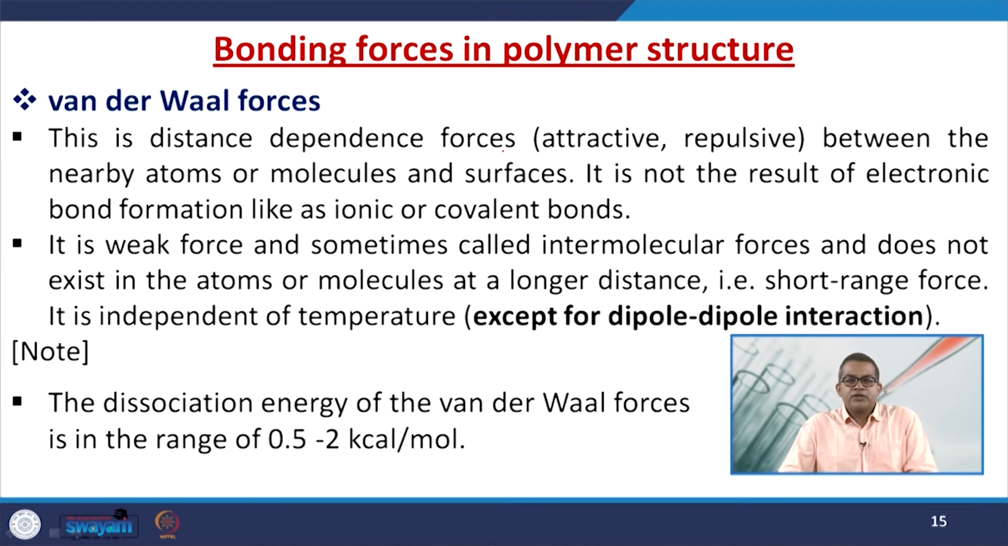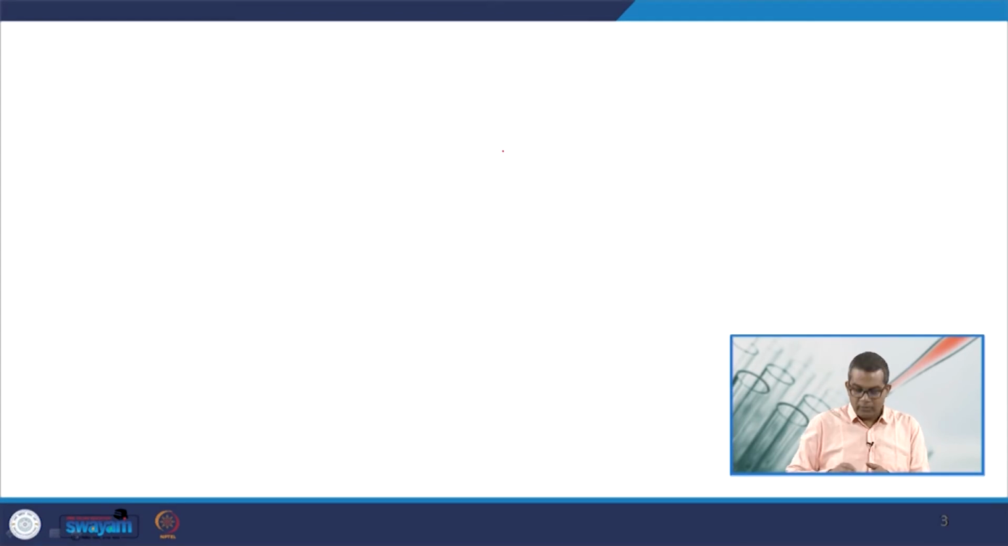Now, the dissociation energy of these van der Waals forces, you see that is in the range of 0.5 to 2 kilocalorie per mole. So, as I told you that they are very weak types of forces and intermolecular forces, but they are having very useful phenomena in this particular approach. So, let us have a look at the typical structure of van der Waals forces.